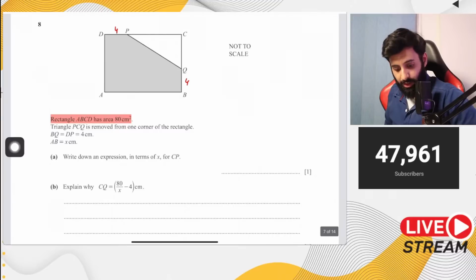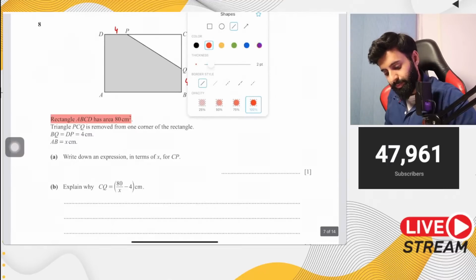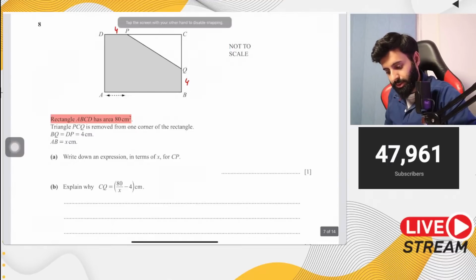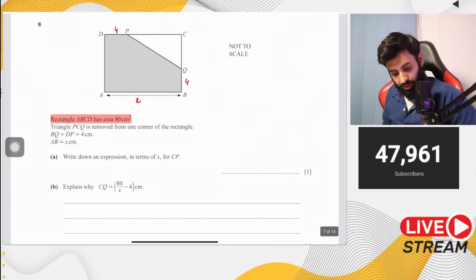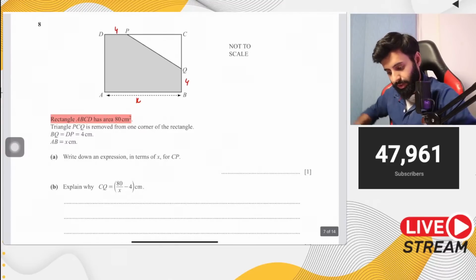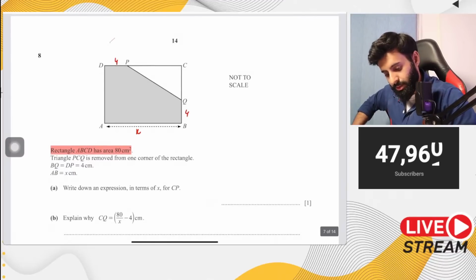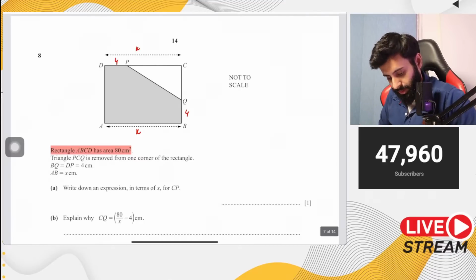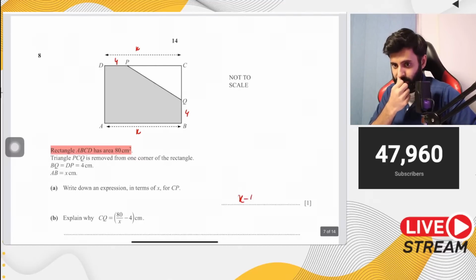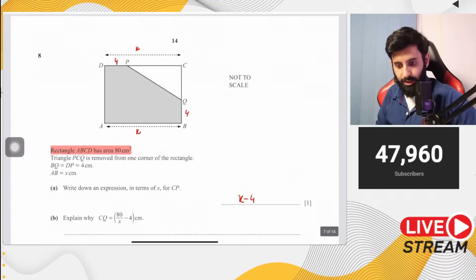Then we have AB, which is equal to X. So let's write that down as well: AB is equal to X centimeters. Then it says write down an expression in terms of X for CP. Remember, if AB is X, that means CD will also be X. And if CD is X, CP can simply be worked out by doing X minus 4. So there you go.